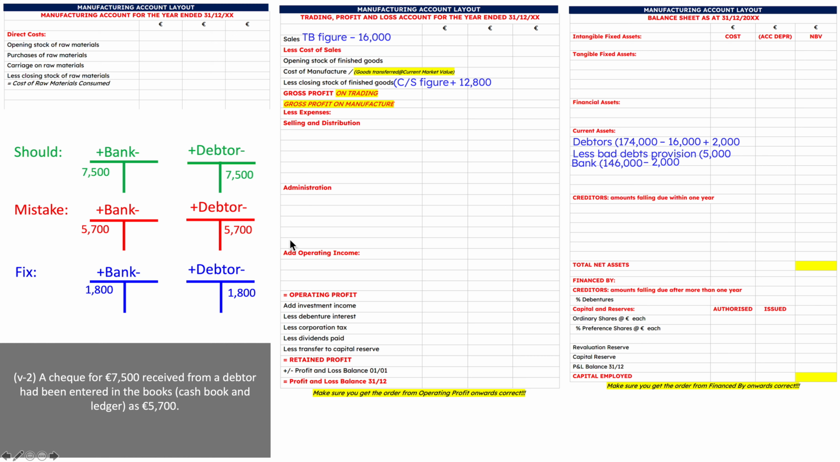bank, and to get this to here, we need to add another 1,800 to the credit side of the debtor account. Okay, so the bank, we add 1,800, and the bank is here in an asset, so our asset bank would be here, so we add the 1,800, and the debtor, we need to minus 1,800 from the debtor. Okay, so that is adjustment 5 part 2 done.